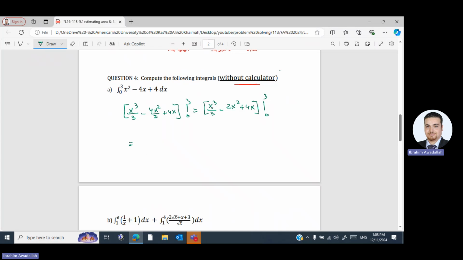Okay, so substitute 3 here. 3 times 3 times 3 is 27, divided by 3 is 9. 3 times 3 is 9, 9 times 2 is 18. 3 here will be 12, I substitute the 3 here. Now substitute 0 here, it will be 0. Substitute 0 here, 0, 0. 0 minus 0 plus 0, all of it. So 12 plus 9 is 21, minus 18. And 21 minus 18 equals 3.